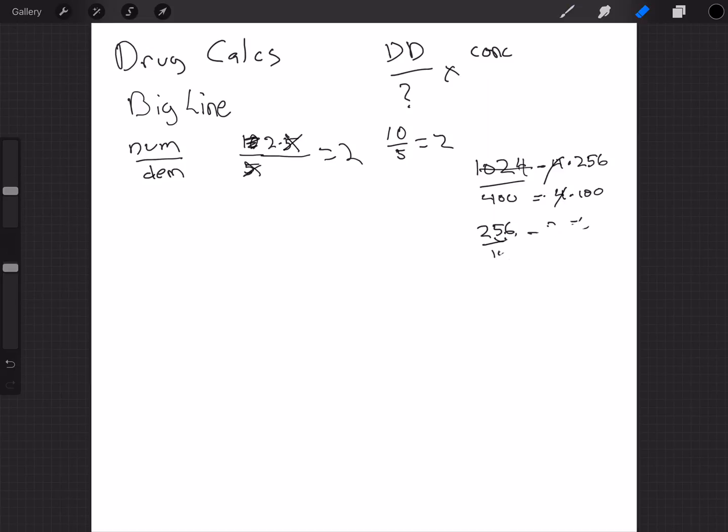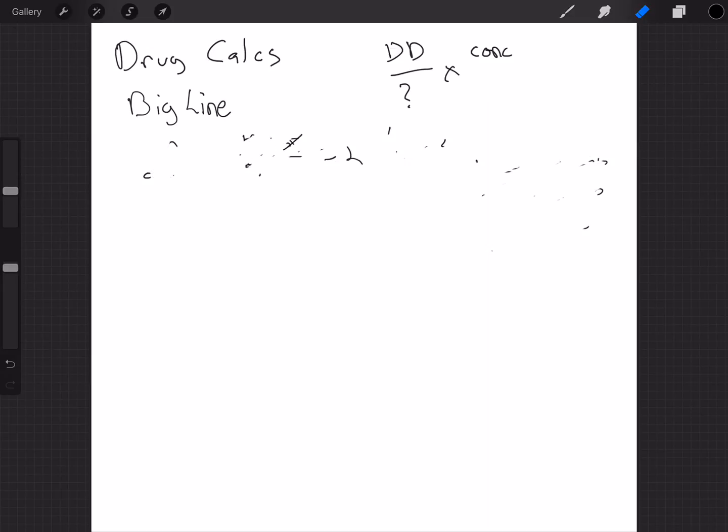So I'm just going to erase the whole page here, and we're going to show you the big line method now. So get rid of all this math. Yuck, yuck, yuck.